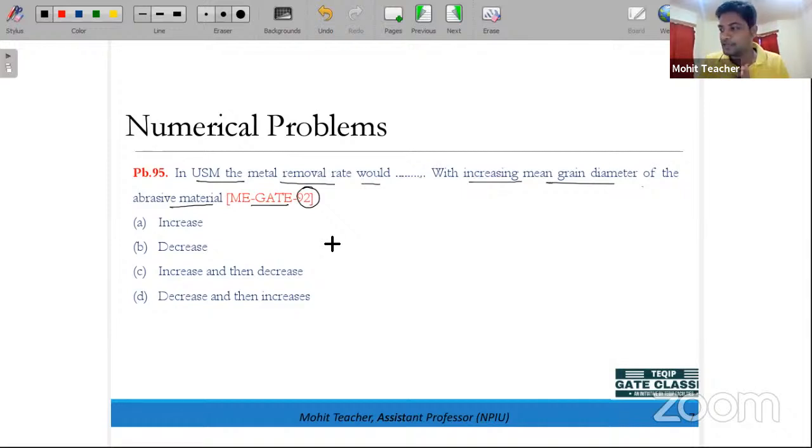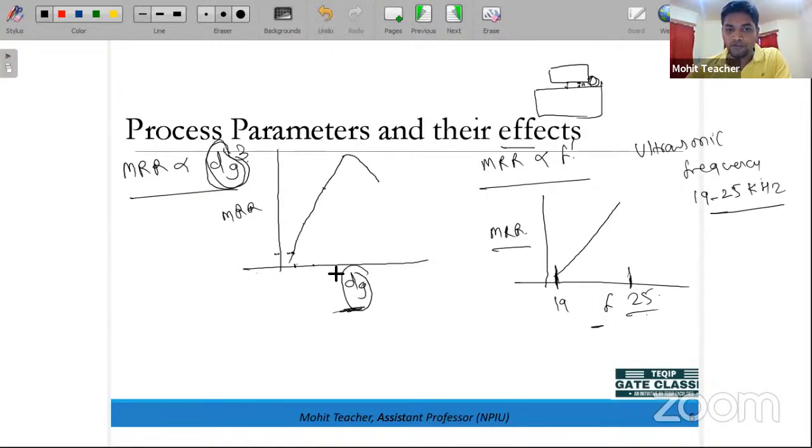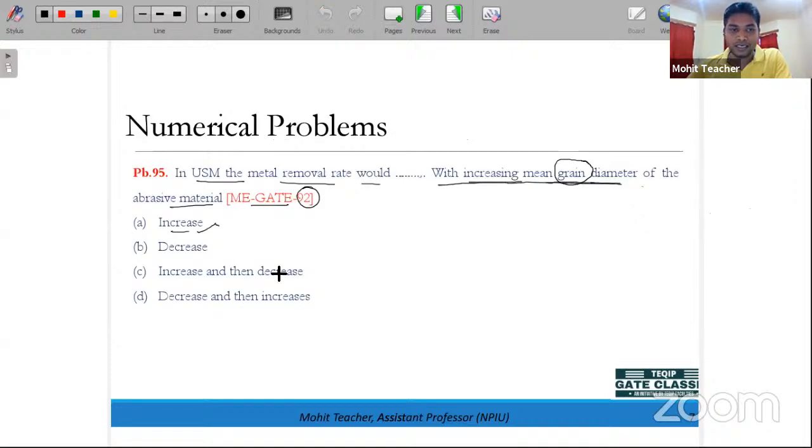Which option will it be? We have seen this recently. Listen, if it continuously increases, we can say that only if there is no decreasing term along with that increasing. Abhi, Avi and Somya, here it is talking about increasing the mean grain diameter. Grain is nothing but the abrasive grit. So if you increase this diameter, no doubt the material removal rate will increase, but there will be an optimum value. After that, it will start decreasing. So if you say it increases continuously, then what will happen?